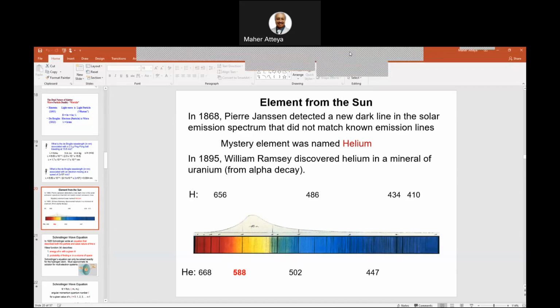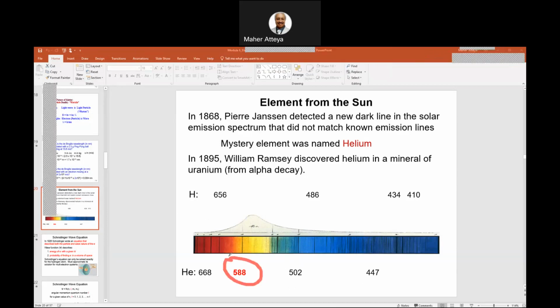So you can see it has a red, this area, and it has this one in this area, and it has this one here in this area. So it has 3 unique types of line or emission.